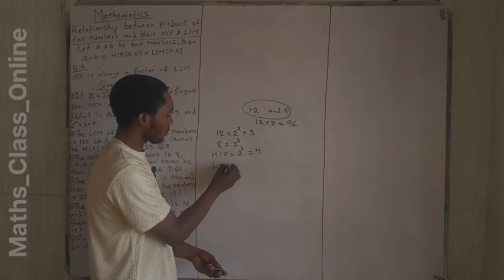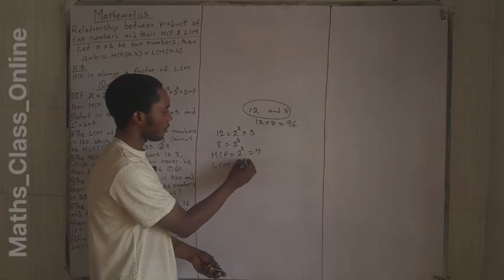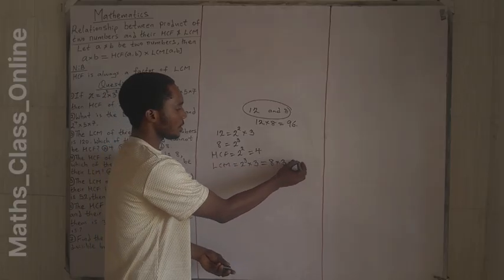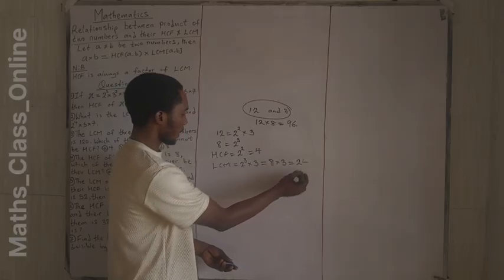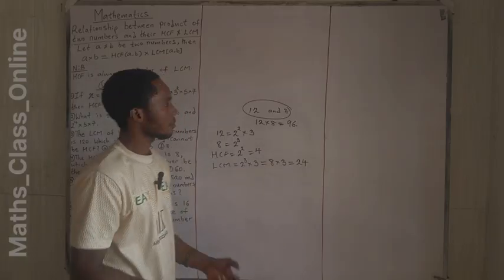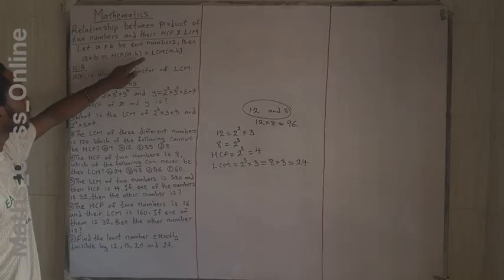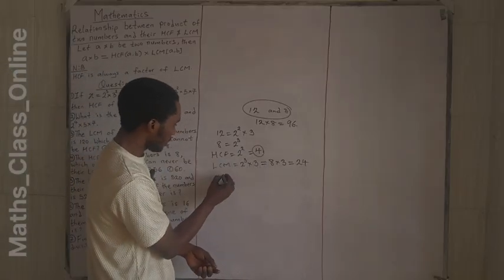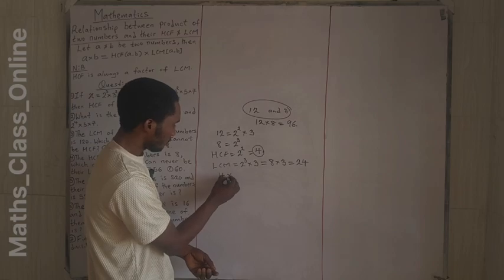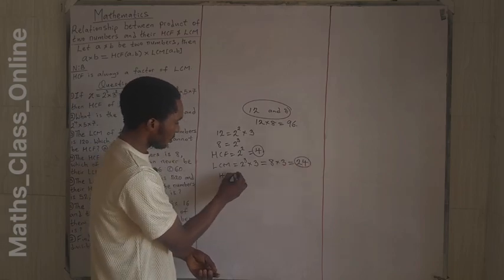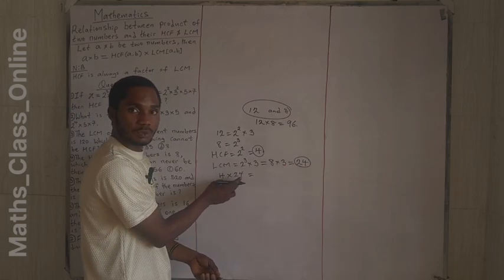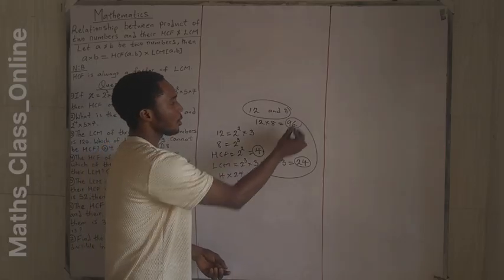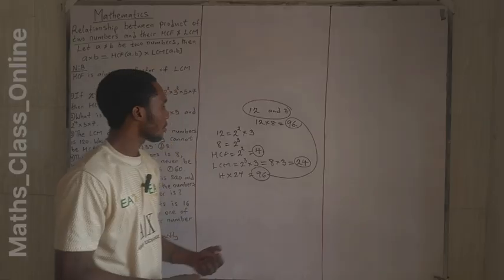Now, the LCM, that is 2 raised to the power of 3 multiplied by 3, and that is 8 multiplied by 3. This is equal to 24. HCF multiplied by LCM. What is the HCF here? This is equal to 4 multiplied by the LCM, which is 24. The product of these two numbers is 96, which is the same as the product of the initial numbers.